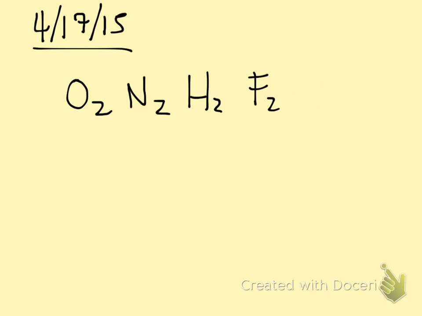F2, Cl2, 1, 2, 3, 4, 5. Br2, 6. What am I missing? Yeah, okay. And they're halogens. Yeah, they're all gases at room temperature.